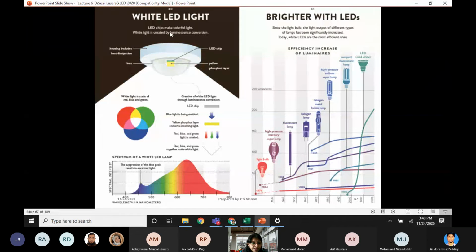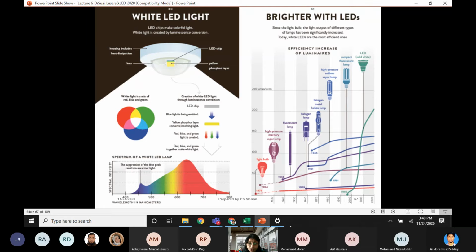So basically, you have the LED chip, and then the blue light is emitted using the corresponding active material. By applying a yellow phosphor layer, it converts the incoming light into red, blue, and green. As you know, the combination of red, blue, and green produces white light.